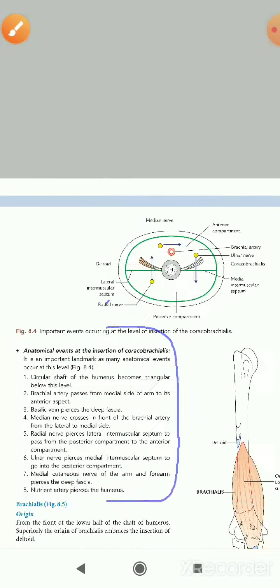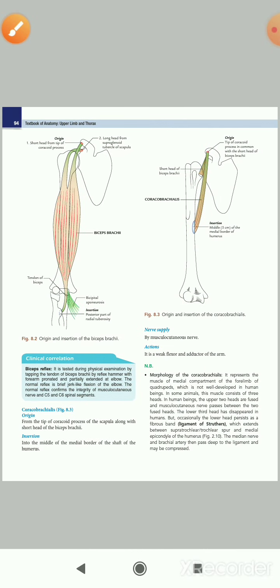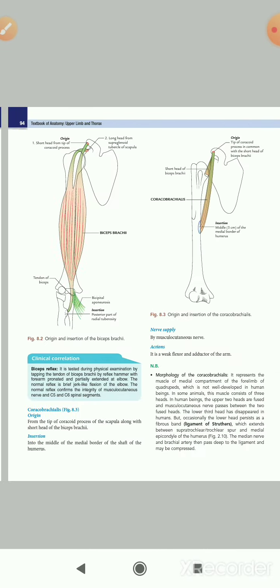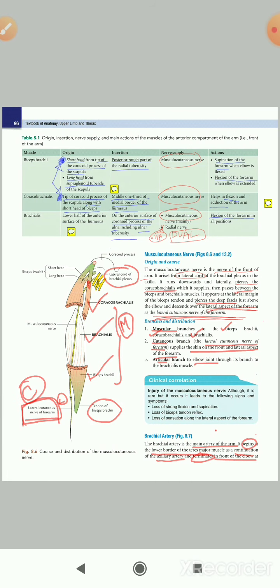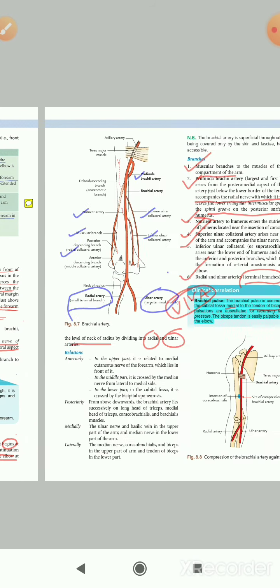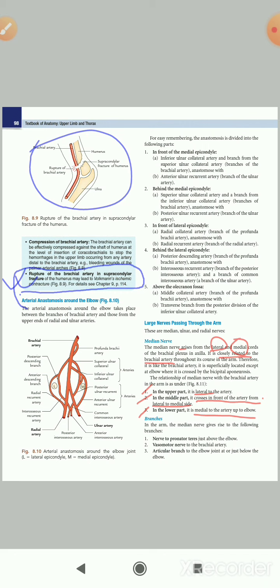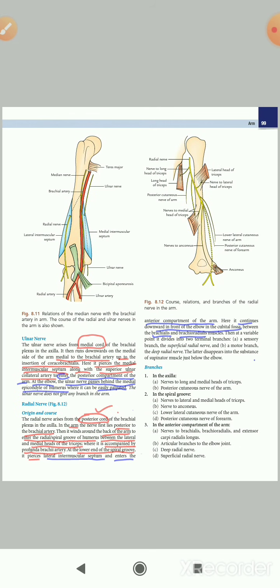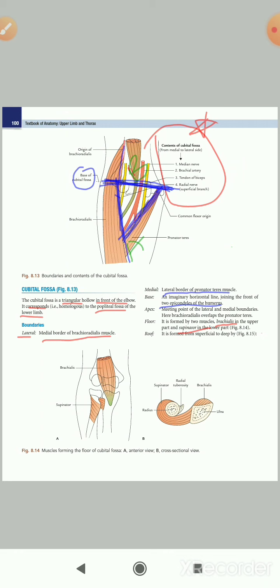So this is up to the anterior compartment of the arm, and we will now learn about one important nerve, that is the axillary nerve, its course and distribution, and one important artery, this is the brachial artery, and an important thing, that is the cubital fascia.